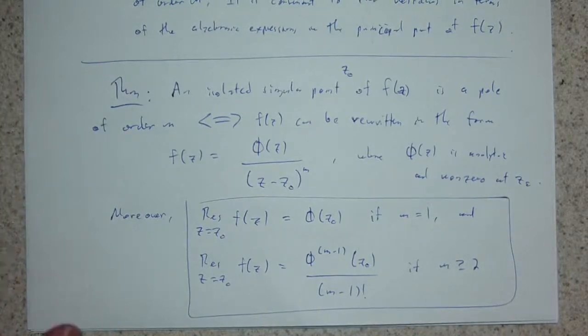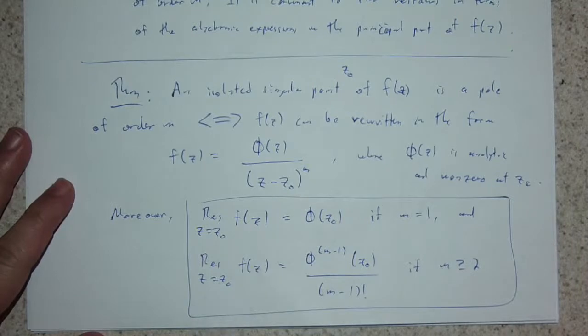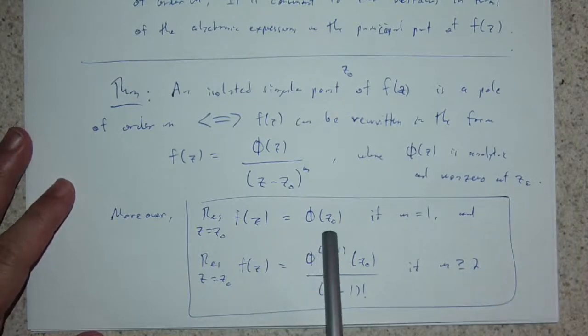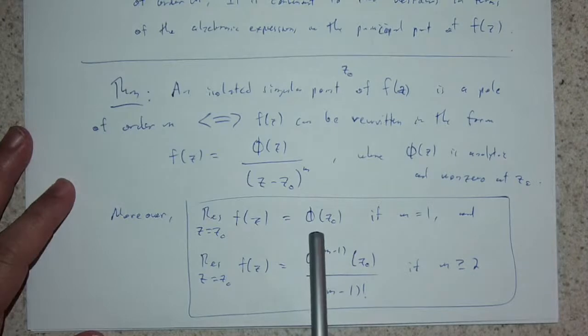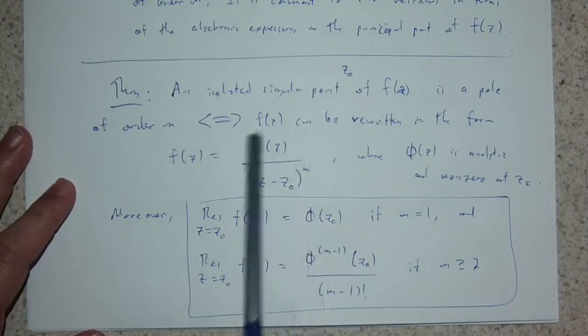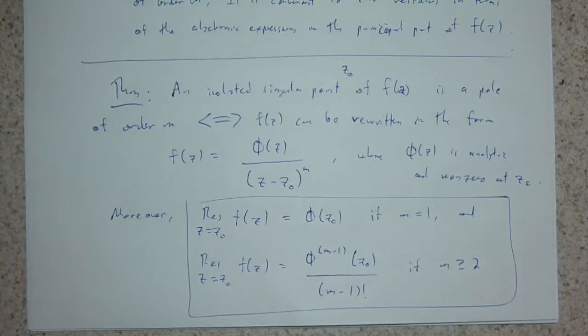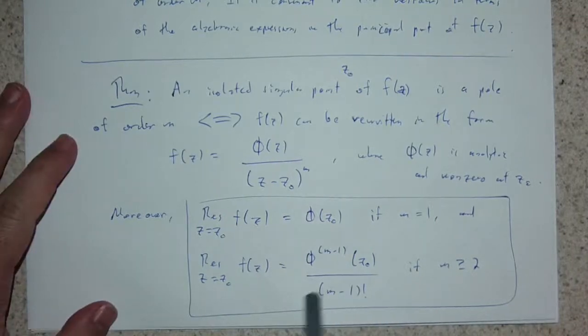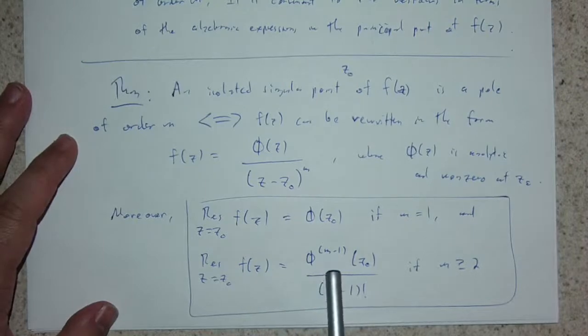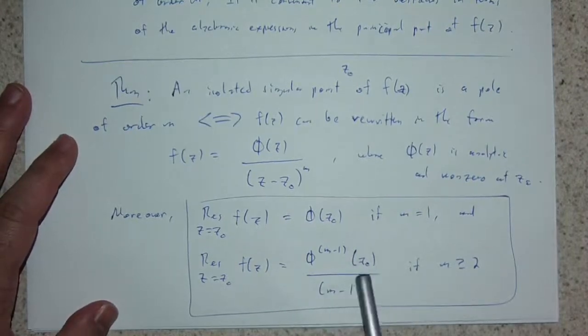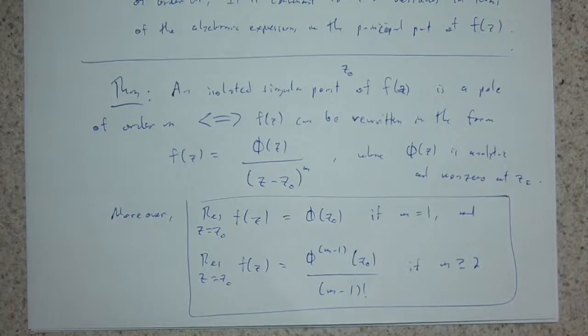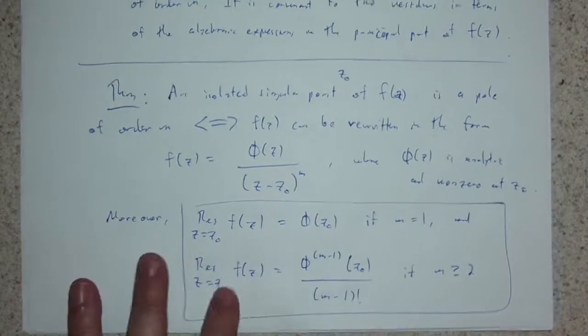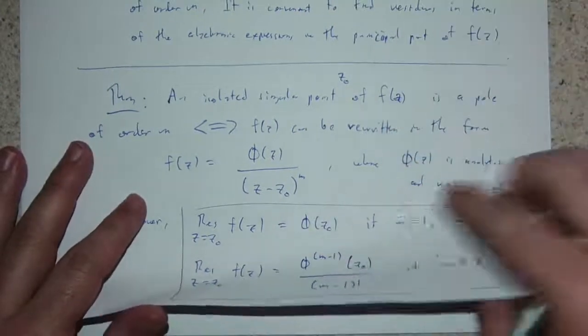In that case, if this is a pole of order 1, a simple pole, then we could compute that residue just by evaluating the numerator in this form, phi of z at z naught. If not, then we could still compute the residue pretty quickly by computing the m minus first derivative of phi, evaluating that at z naught, and dividing by the constant m minus 1 factorial. So this was a handy way. We did a couple of examples of this.